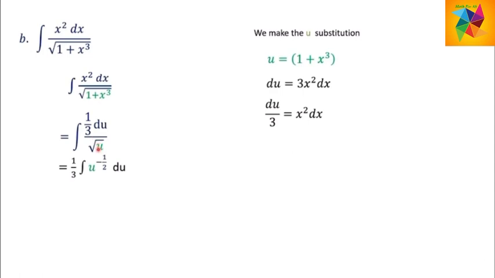Anytime you're moving an exponent from downstairs to upstairs, or numerator to denominator, or denominator to numerator, the sign of the exponent changes. In this case, u was raised to the 1/2, so when we move it up to the numerator, it became u to the negative 1/2.